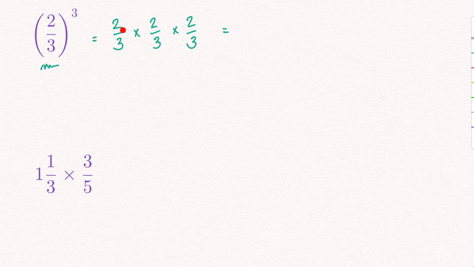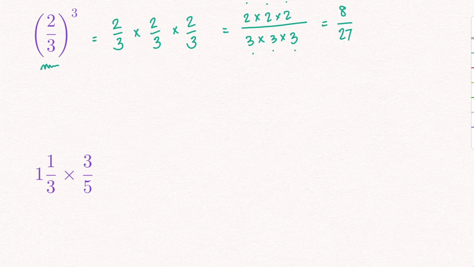Then we can calculate by timesing the numerators together and the denominators together. So what is that going to look like? It's going to look like 2 times 2 times 2 over 3 times 3 times 3. What does that equal? 2 times 2 is equal to 4. 4 times 2 equals 8. 3 times 3 equals 9. 9 times 3 equals 27.